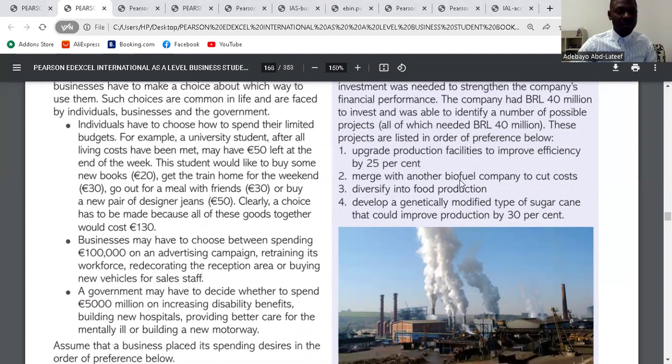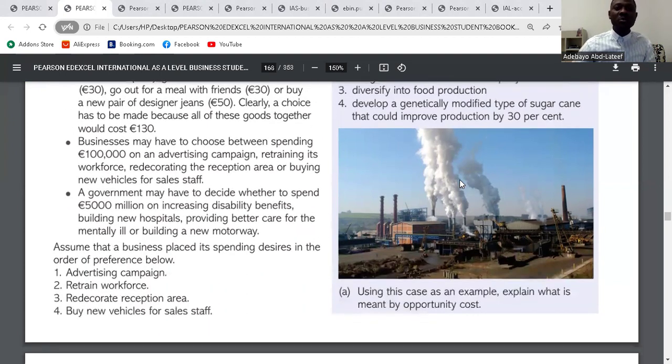That is for individuals. For businesses, they have to choose between spending on advertisements, retaining their workforce, thinking about investment in technology. They have to make a choice too. They can't do everything at a time. So businesses also are faced with choices on what to do next. Which one is more important for them?